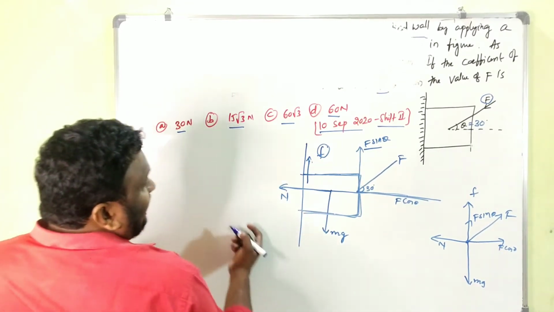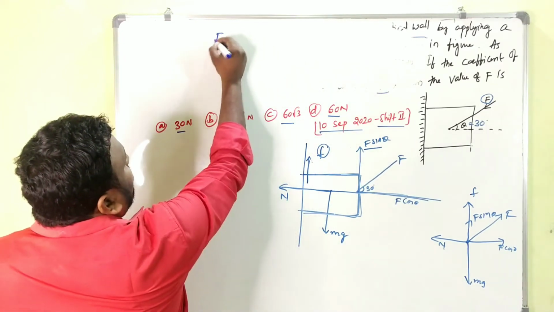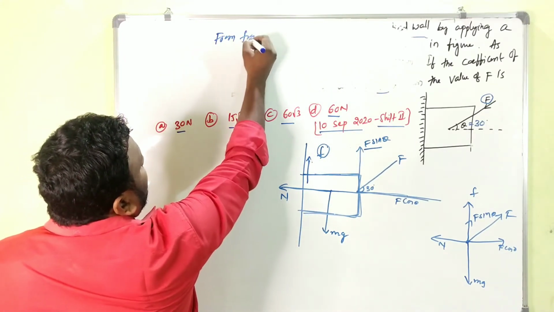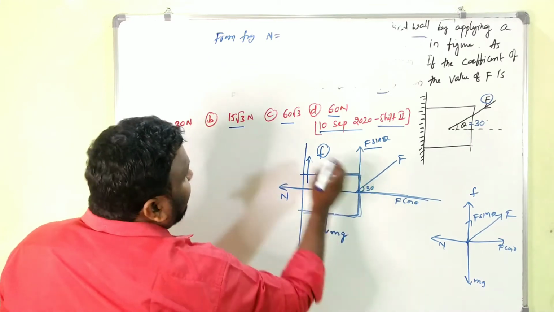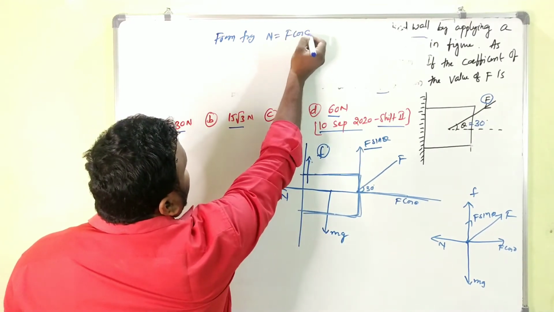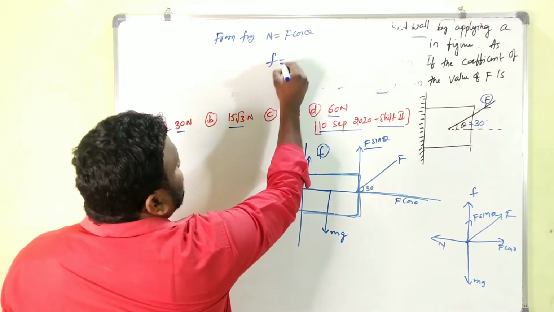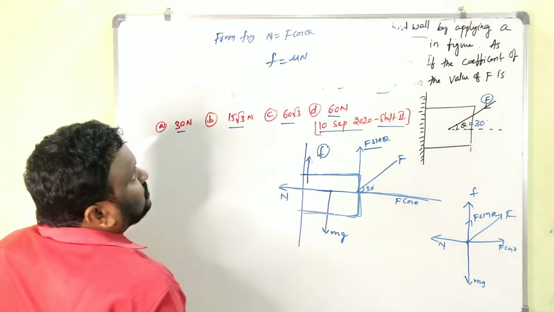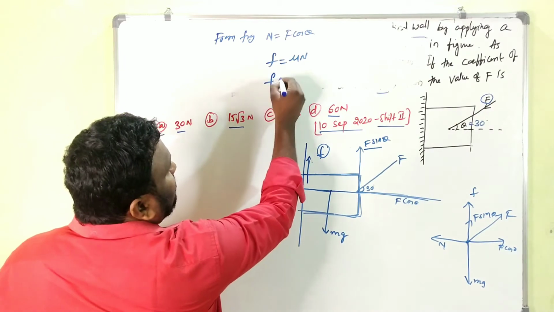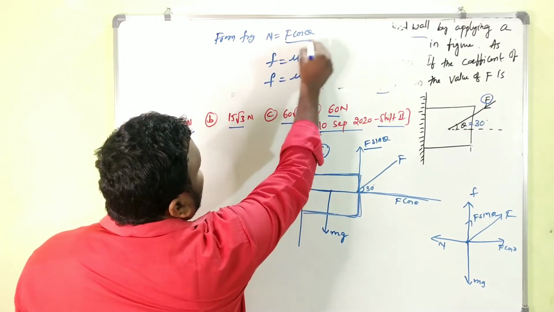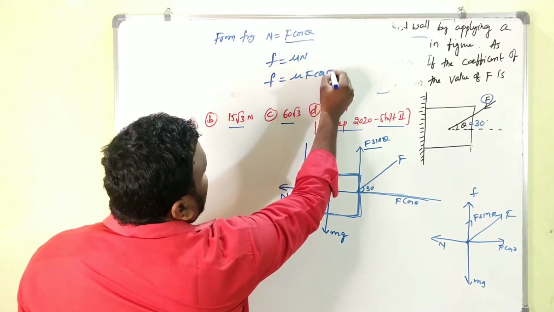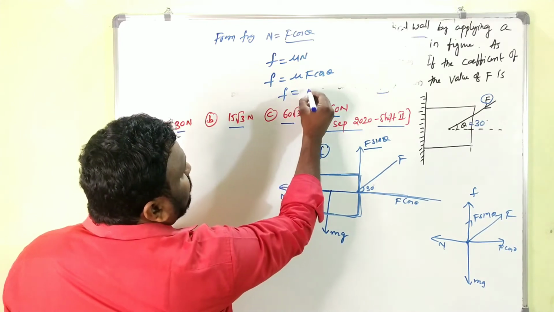So here from the figure we have to write, from the figure, N is equal to what? N is equal to F cos theta, and what do you write? f is equal to mu into N. That means what? f is equal to mu into N, and N value is what? F cos theta. Then f is equal to what?